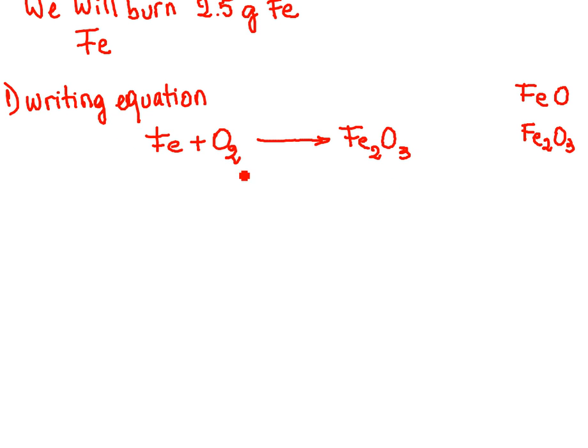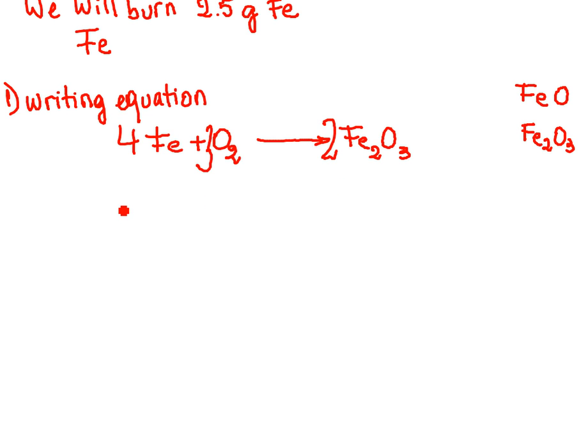Now you need to balance this. So when we have an odd number and we have even numbers here, the easiest thing to do is to put a 2 here. So I have 6 oxygens now and 4 irons. So I put a 4 here and a 3 here. Okay? So we have 4 of these, 6 of these atoms, 3 oxygen molecules, and 2 of these groups.